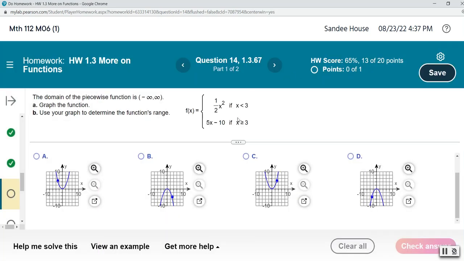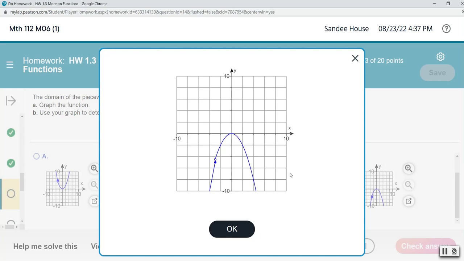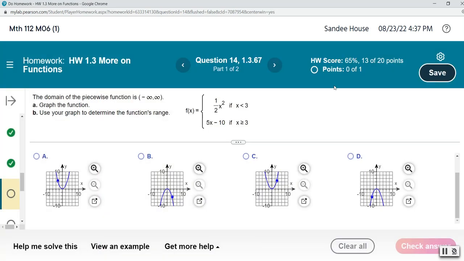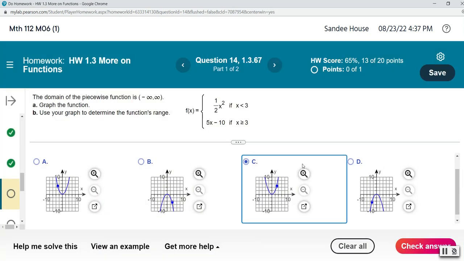So look, the changeover happens at 3, curve U shape on the left, line on the right. Can't be D because D is upside down. And again, we'll talk more about upside down graphs when we get to 1.6. So the correct answer for this one is C. Now, we could plot points, and in fact, we will plot points for some of these, but later on after we've talked about the parabola in a little more detail.